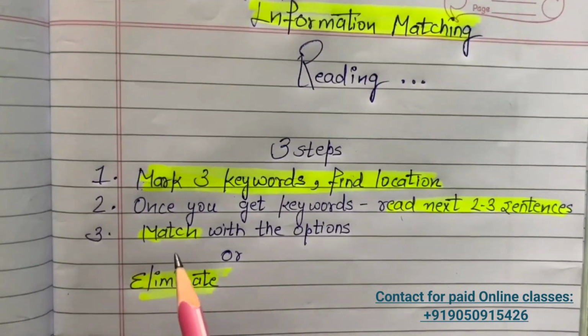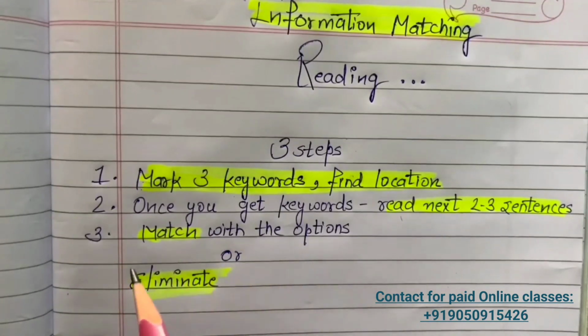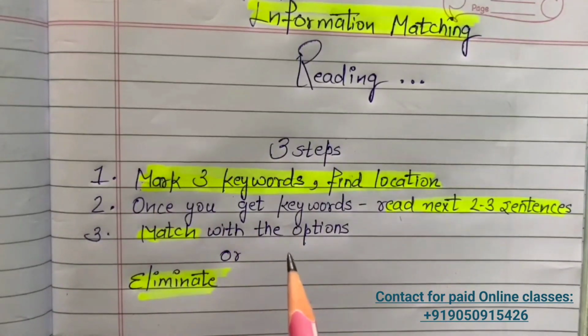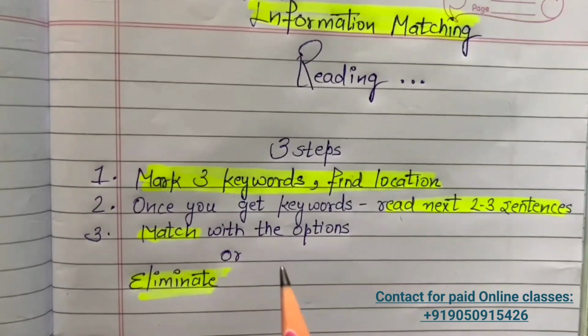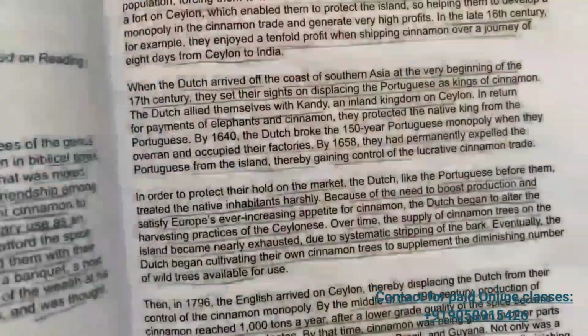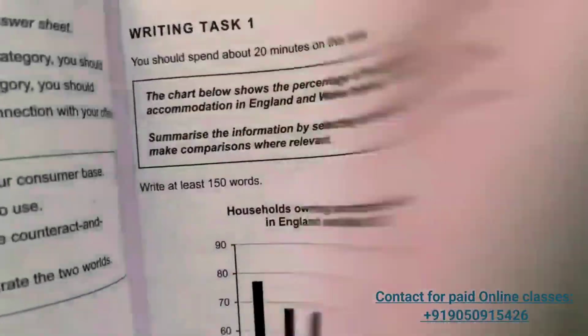At the 3rd stage, I will match the option. If they will not be matched, I will eliminate. So these are the 3 steps. Now let's see how practically I will be applying these tricks. Today I am taking Campus 13 and let's find out information matching solver.